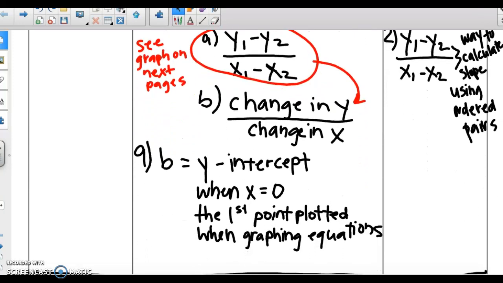B is something that we've kind of been having a little bit of a hard time with. B is the y-intercept. So what does x have to be in order to find the y-intercept? X equals, Rowan? 0. Yep. So we are able to see the y-intercept when x equals 0.